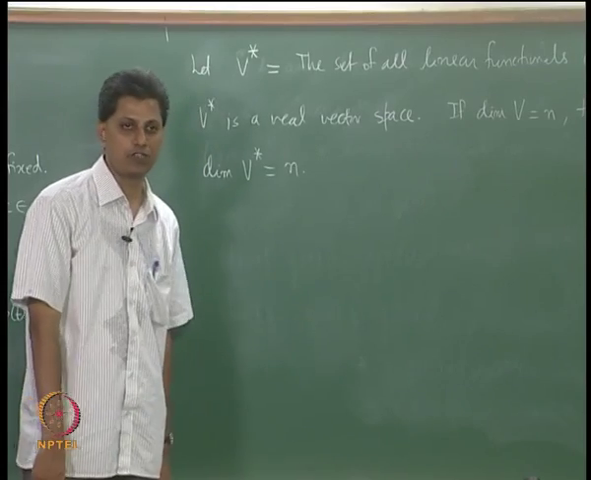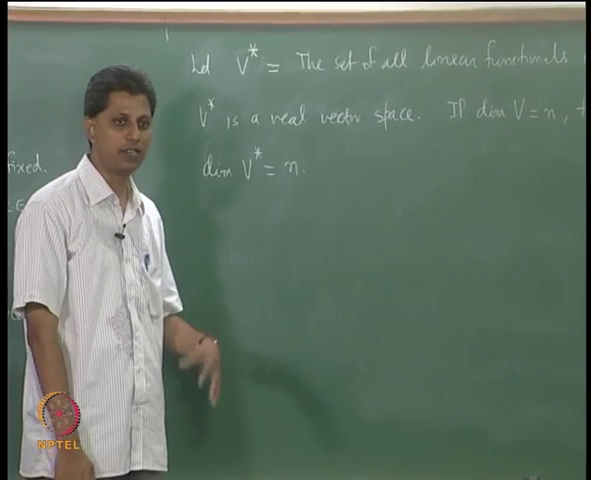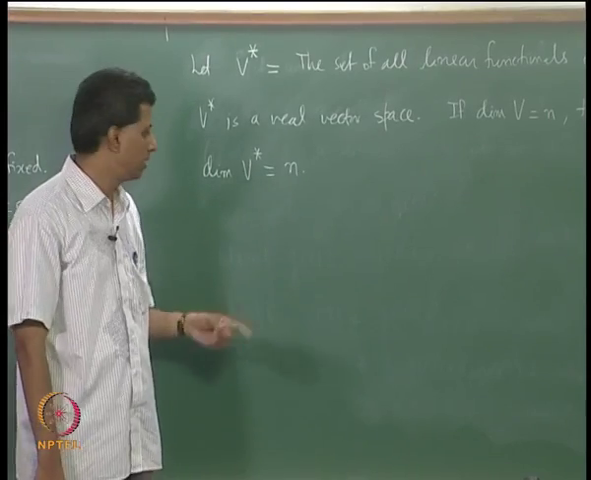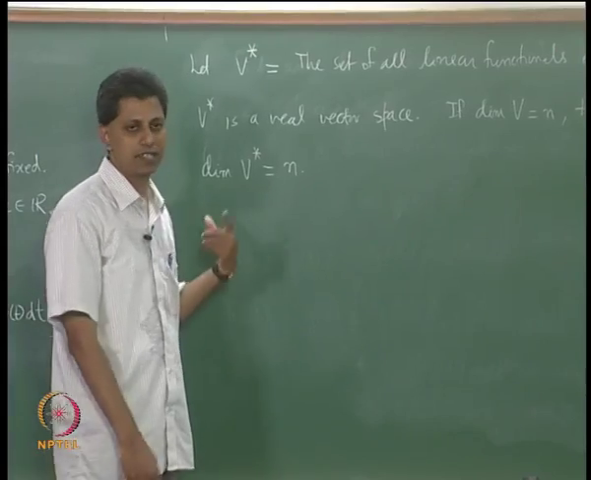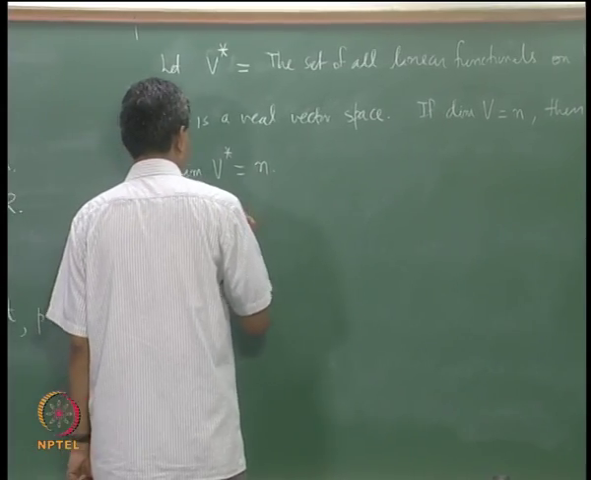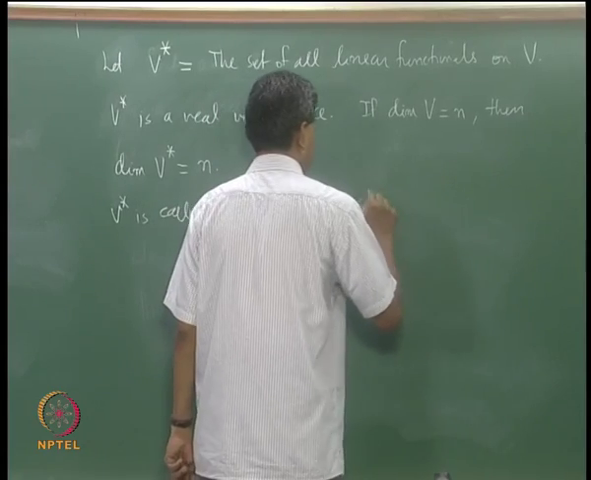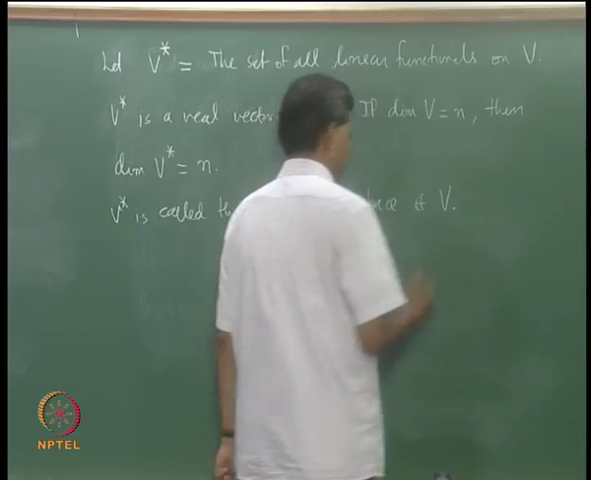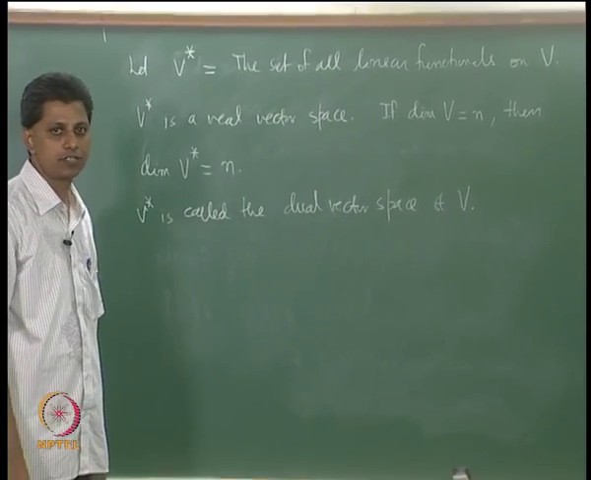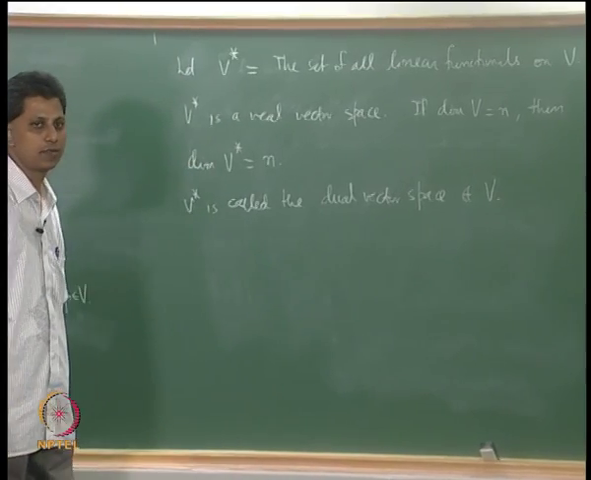Can I write down a basis for V star in such a way that there is some natural correspondence between the basis for V star that I write down and the basis for V that I start with? But before that, let me tell you, this V star is called the dual space. It is a vector space that is dual to V, the dual vector space of V, the set of all linear functionals, the space of all linear functionals. Okay, so this is the question that we would like to address.